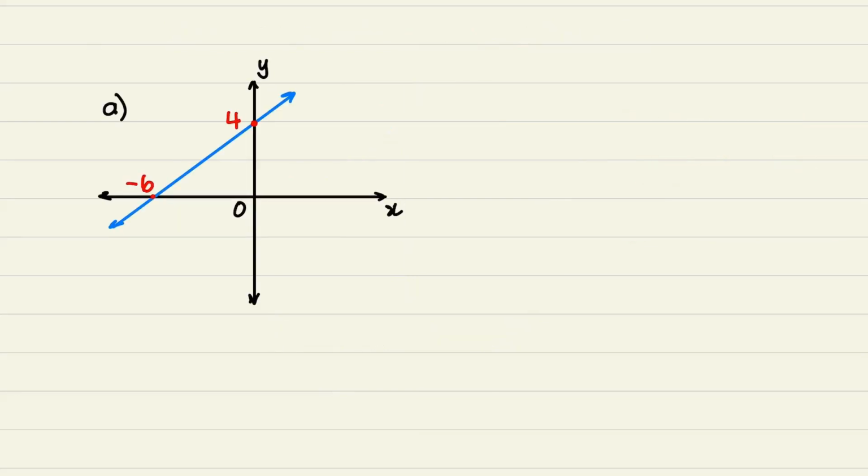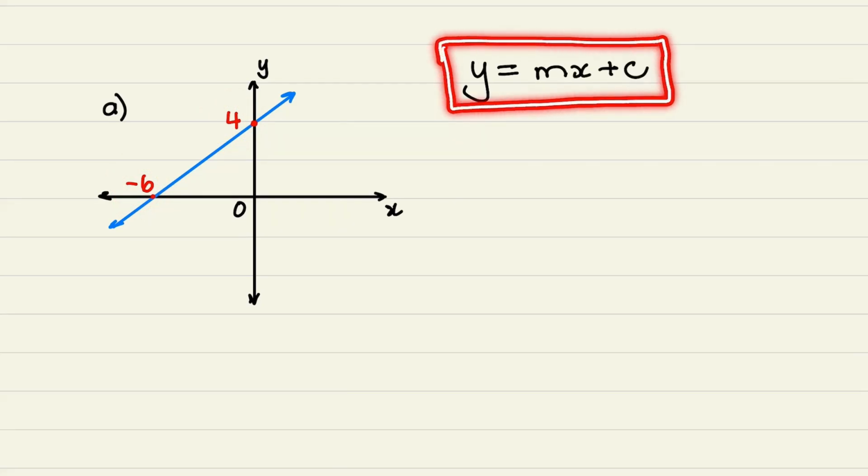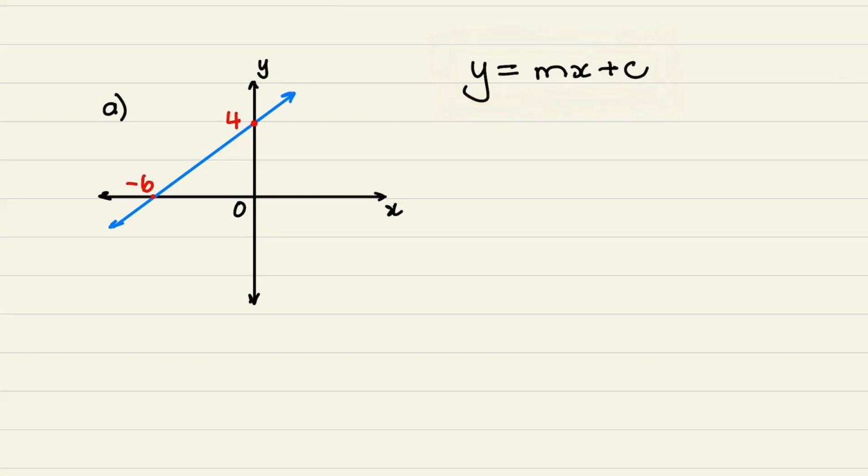Let's move on to our first example. Here we have a line on the Cartesian plane, and we are given the y-intercept and the x-intercept. The y-intercept is equal to 4 and the x-intercept is equal to -6. And what we want to do is find the equation of the line in the form of y equals mx plus c. And in order for us to do that, we need to find the gradient of the line and the value of the y-intercept.